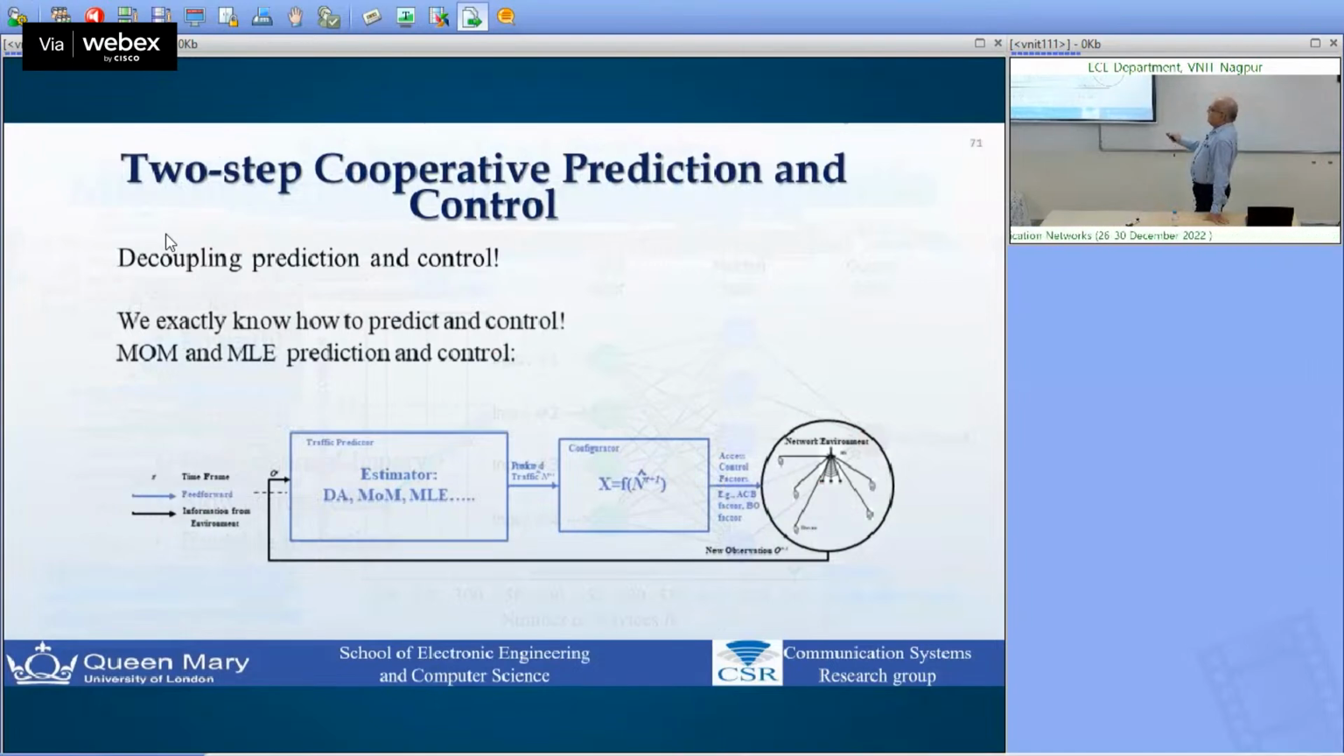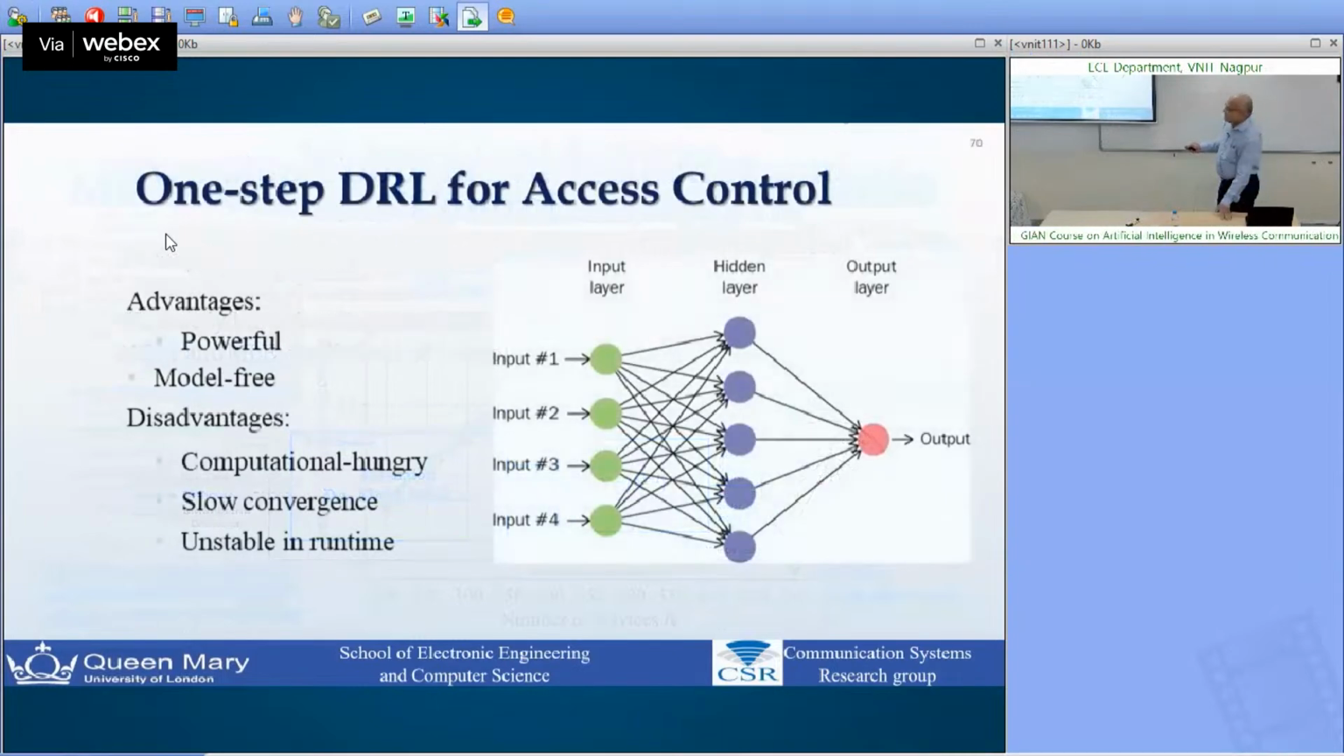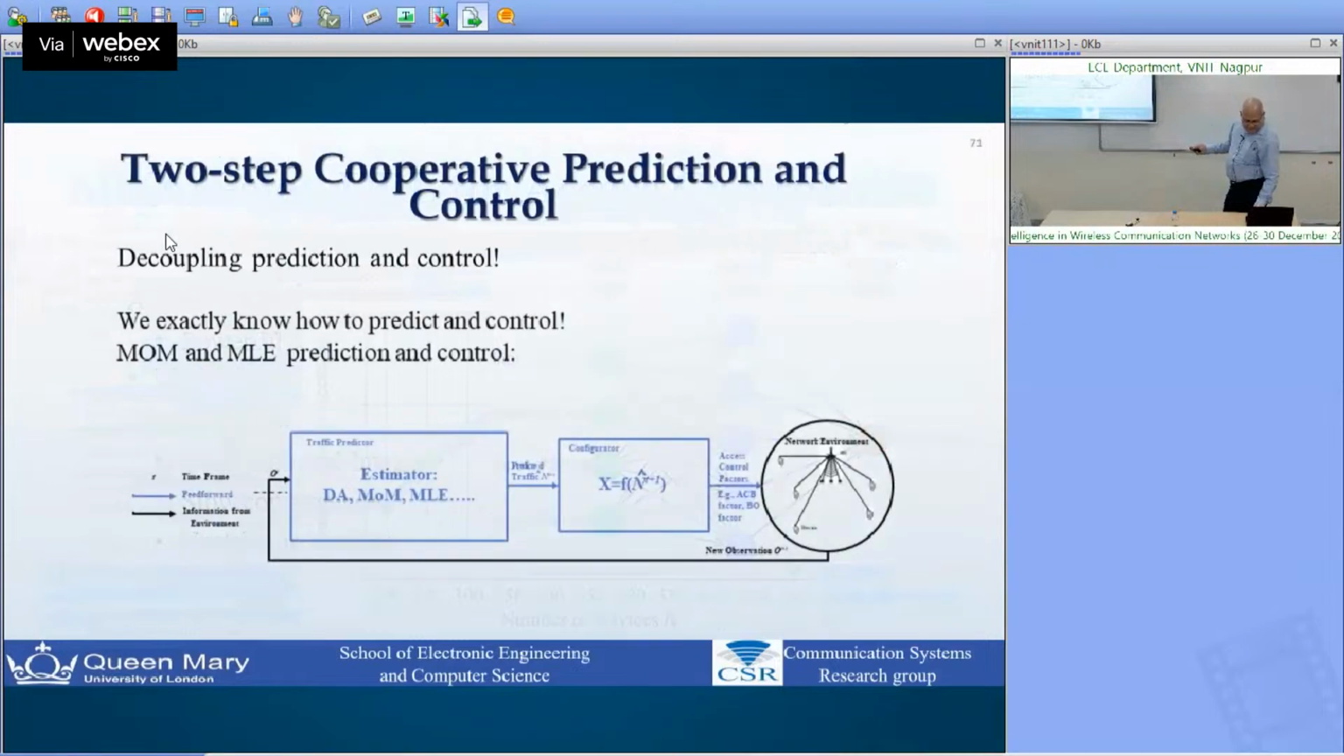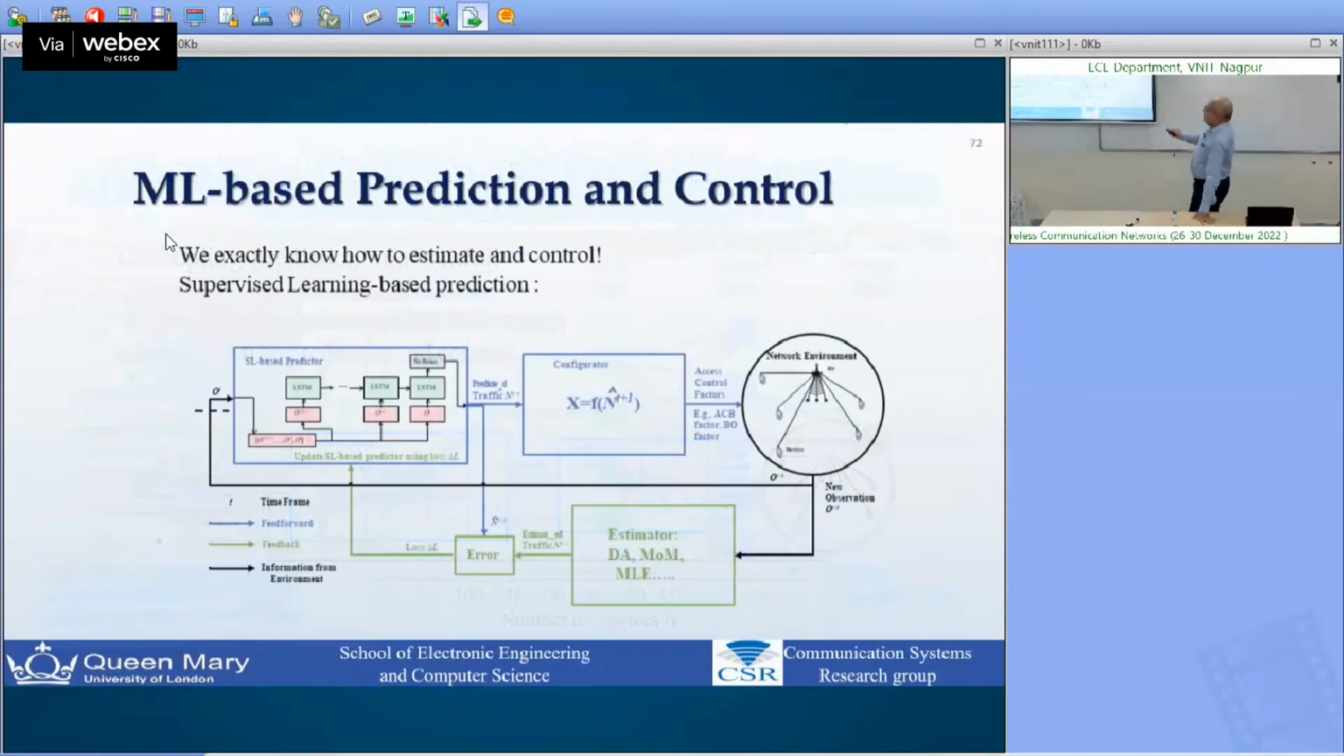So instead of using reinforcement learning, if we can accurately predict the load, then we can accurately calculate the ACB factor. By that way, we can solve this problem. So what we did was use our previous work, the LSTM based load predictor. The predictor is used to find the ACB factor or backoff factor.